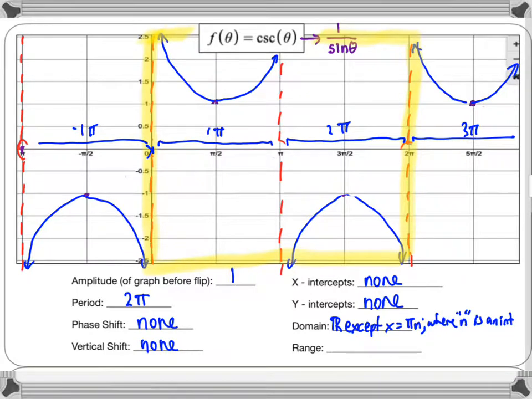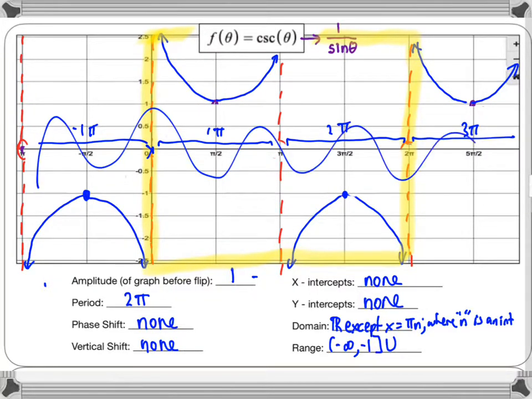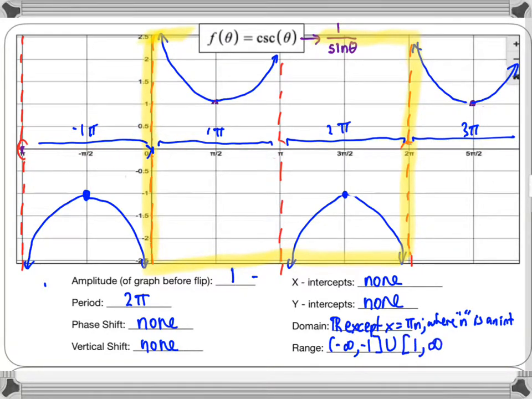And then the range, interestingly enough, is going to be basically the opposite, everything that sine is not. So it's going to go from negative infinity, starting way down here, and it goes up to -1 at these guys right here, and it includes that -1. Then we have this break right in the middle here. So we have to union that and then start back up at 1 and go to infinity.